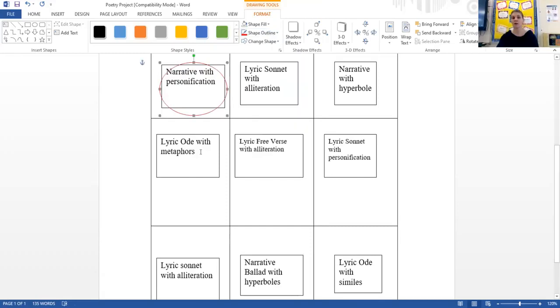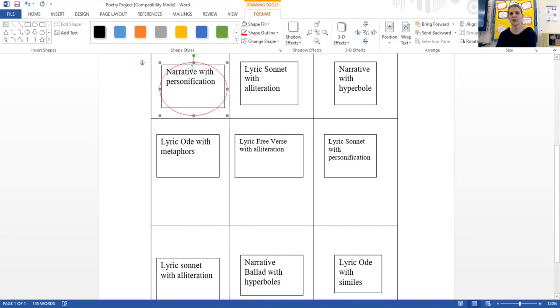So now remember, you have to have 3 in a row. Okay, I picked this one. Am I going to do the lyric sonnet, or the one with alliteration, or am I going to do narrative with hyperbole? I can go 3 across, or I could go 3 down: narrative with personification, lyric ode with metaphors, or lyric sonnet with alliteration. Or I can go on the diagonal: the lyric free verse with alliteration, or the lyric ode with similes. So deciding what figurative language you're good at, and what type of poem you're going to challenge yourself to write. So you can do across, up and down, or on the diagonal. It's up to you to choose.